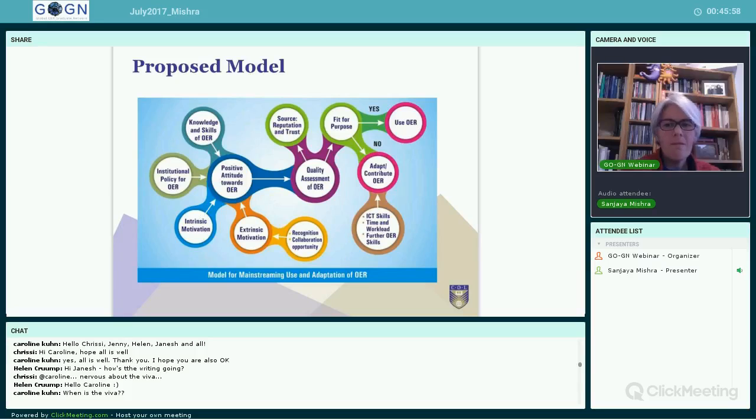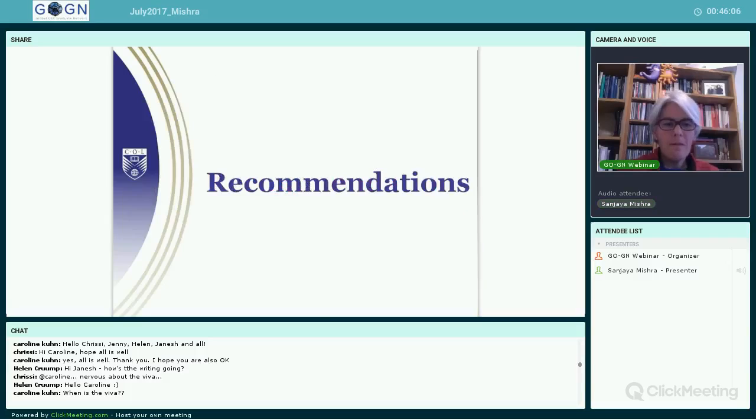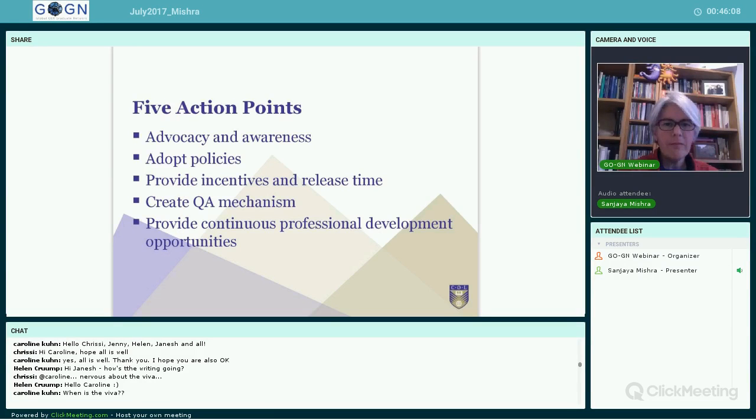This is a proposed model, and hopefully institutions will take care of the holistic framework to look at OER adoption as such. So there are a couple of recommendations, rather five recommendations that the whole research talks about: improving advocacy and awareness, adoption of policies, providing incentive and release time, creating quality assurance mechanism in each institution, and providing continuous capacity building or continuous professional development opportunities related to OER for teachers.